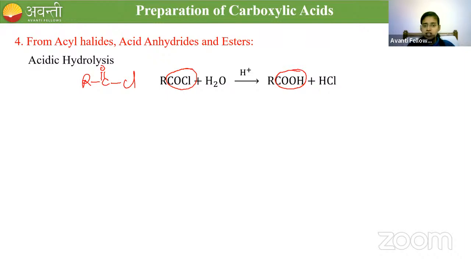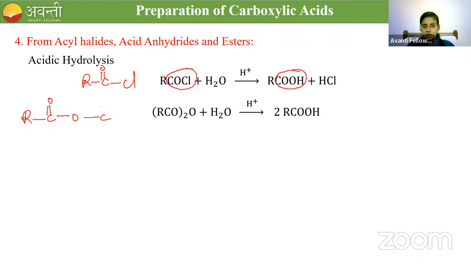And the second compound is acid anhydride. So this is the formula: R C double bond O, C double bond O R. So RCO is repeated 2 times with 1 oxygen in between. So this is acid anhydride and it will also produce acid.